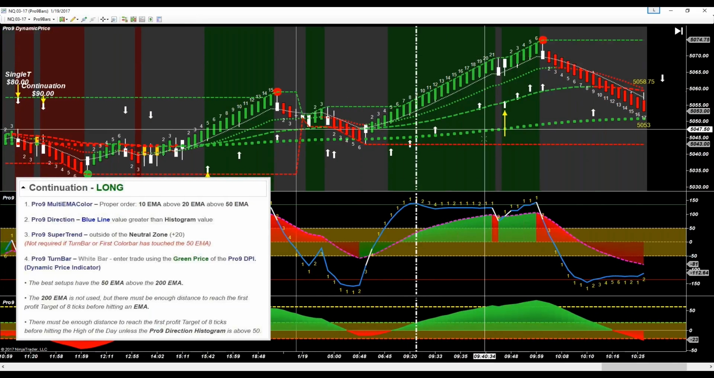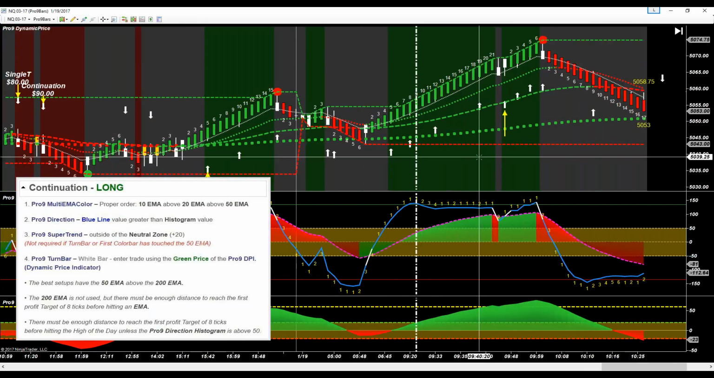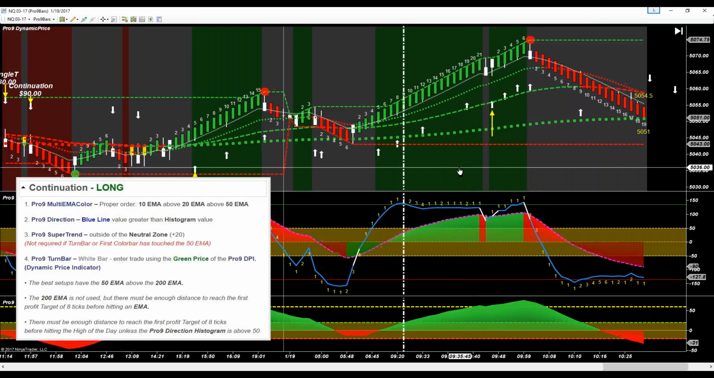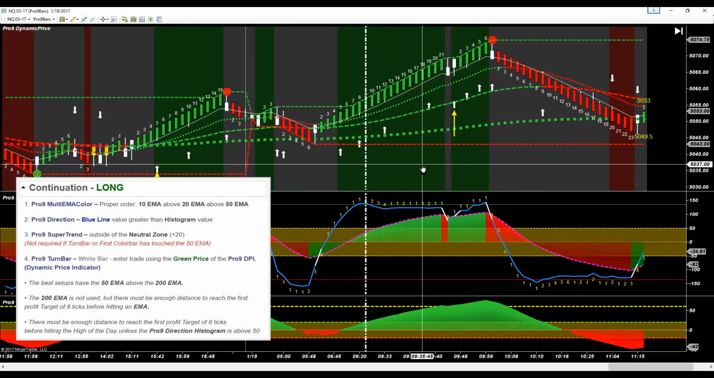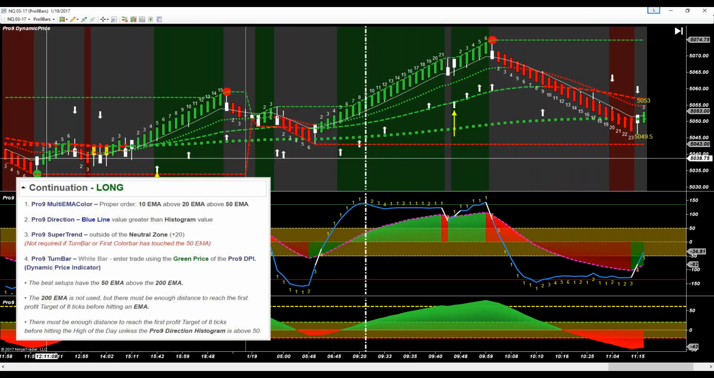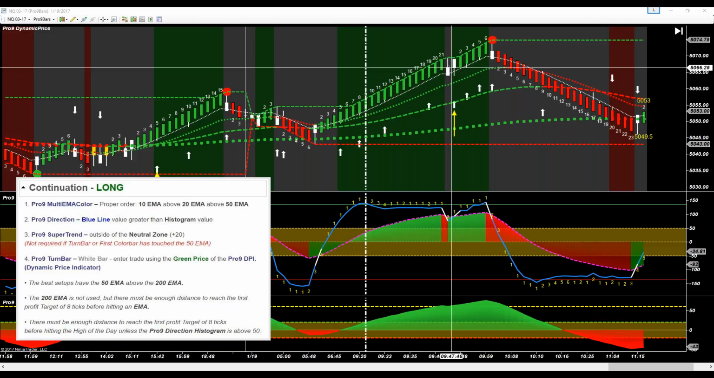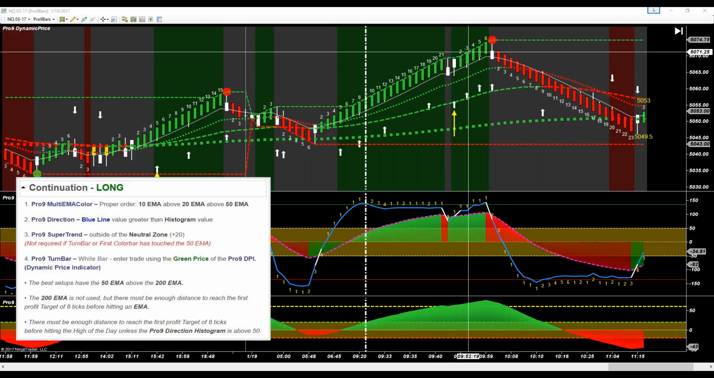But entering up to the first color bar is also acceptable. And I would like to point out that that is the latest point that we can enter into a continuation or single T trade. So if we don't get full confirmation until the third bar, that's a late entry.